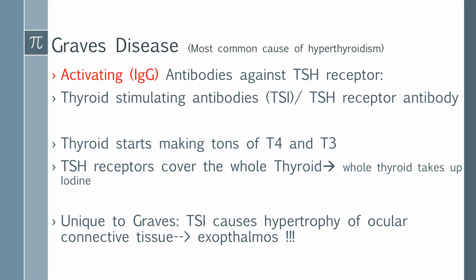What is Graves' disease? It is an autoimmune disease. Your body makes activating IgG antibodies against the TSH receptor. There are a lot of names for it. Some call them thyroid stimulating antibodies, which I like. It actually tells you what it is.